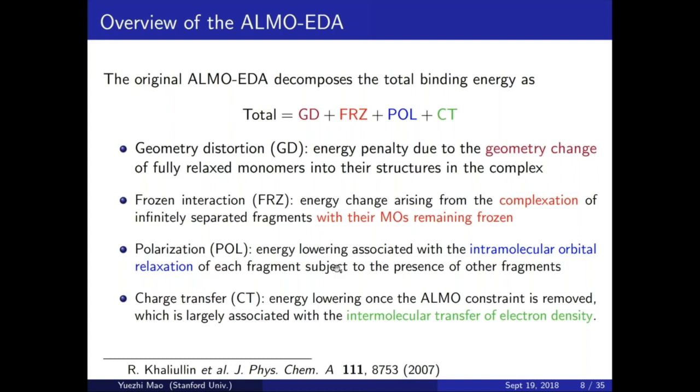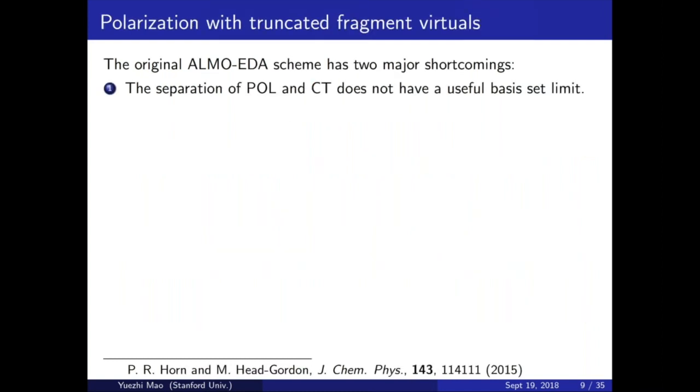Then we allow intramolecular orbital mixing, and this energy lowering will be referred to as the polarization term. And finally, we don't have any constraint and do a full SCF calculation, and the energy lowering is defined as a charge transfer term. However, there are two major limitations of the original ALMO-EDA scheme.